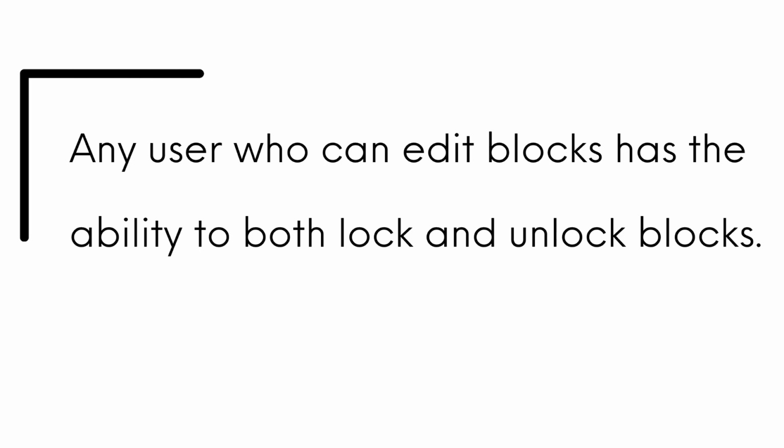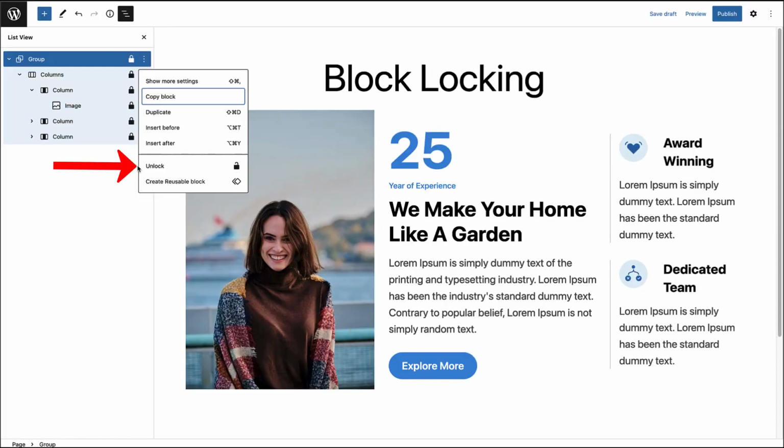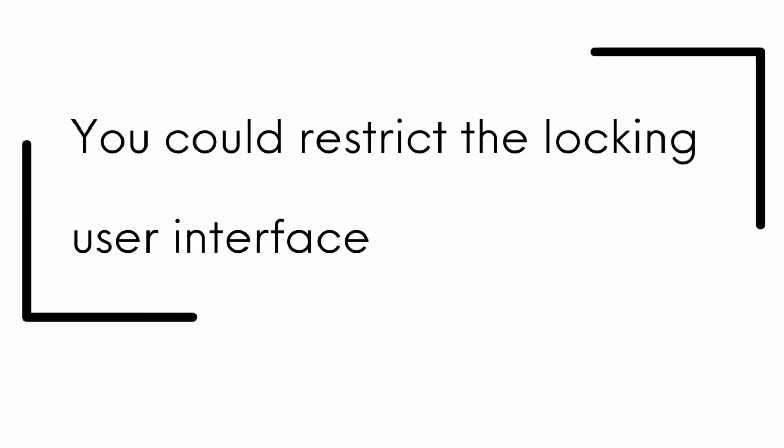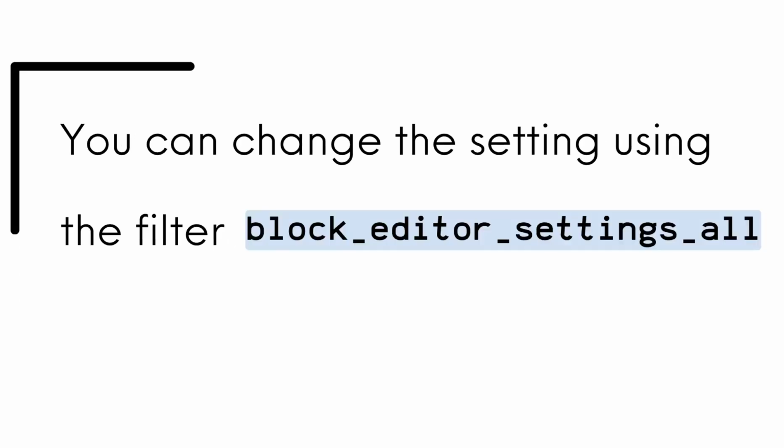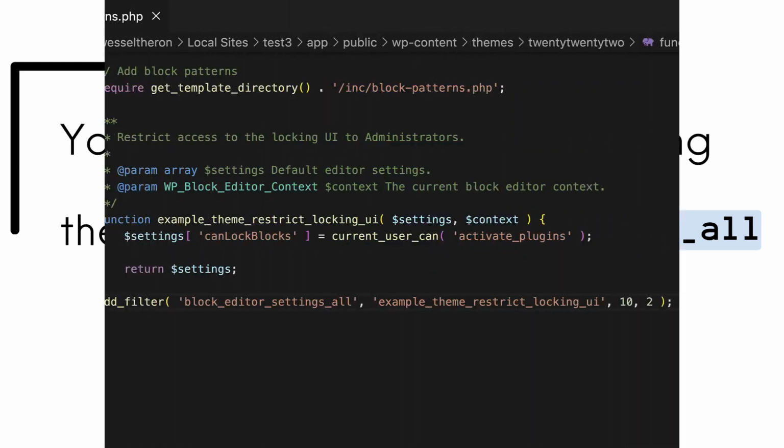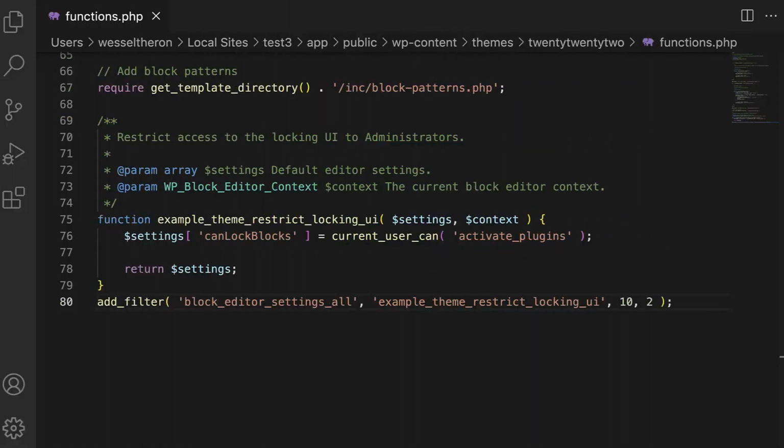Something important to take note of: any user who can edit blocks has the ability to both lock and unlock blocks. This means that users can still unlock a pattern or group of blocks. You could restrict the locking user interface or UI to only administrators or specific users if you wanted to. You can change this setting using the filter Block Editor Settings All and then adding some code in the functions.php file of your theme.